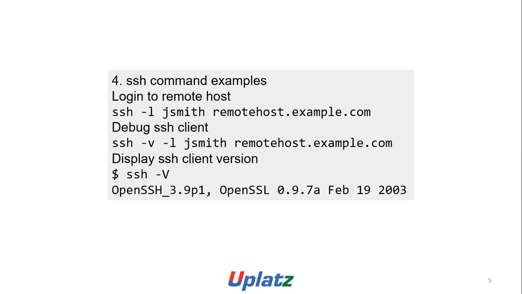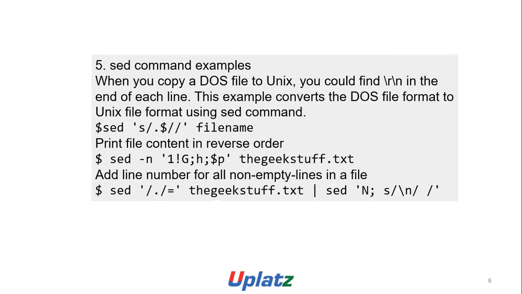SSH command examples. Login to remote host: ssh -l jsmith remotehost.example.com. Debug SSH client: ssh -v -l jsmith remotehost.example.com. Display SSH client version: ssh -V, OpenSSH_3.9p1, OpenSSL 0.9.7a, February 19, 2003.